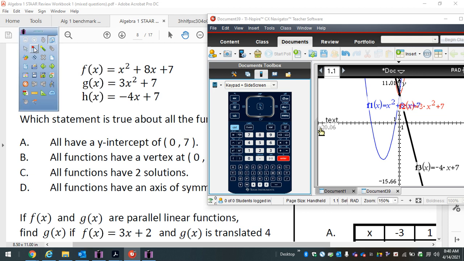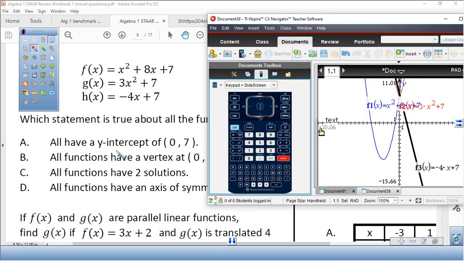So they all have a y-intercept of 7. They all cross that point right there. So I'm going to say yes. They all have a vertex? I'm telling you this one's a line, so it doesn't have a vertex. I don't even care what it is. They all have two solutions? No. This one has one solution, two solutions. That one over here, the red one, no solutions, one solution. I still like that one the best.